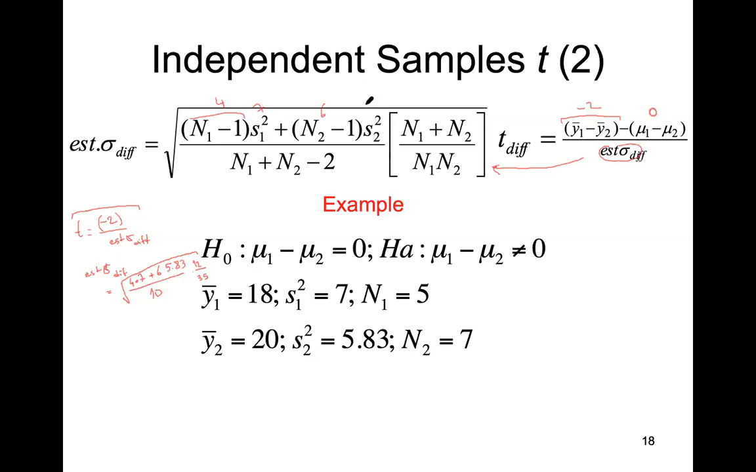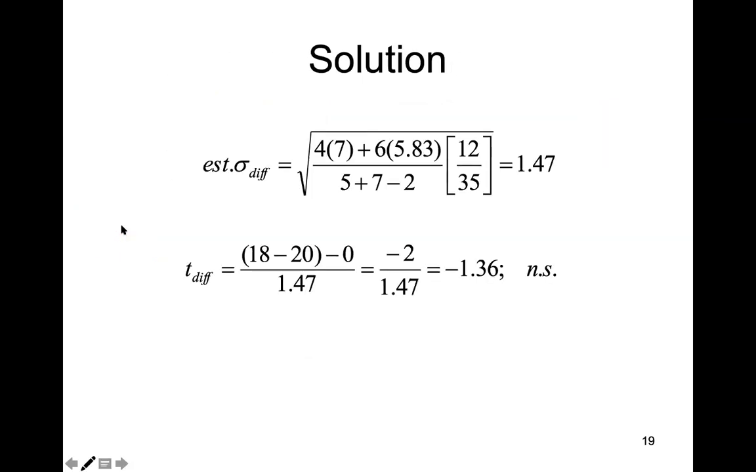6 times 583 divided by 5, 7 minus 2, which is 10. And this is 5 plus 7 is 12. 5 times 7 is 35, right? And then I will take the square root and then put it over here. So from the difference sigma, I find 147, okay?